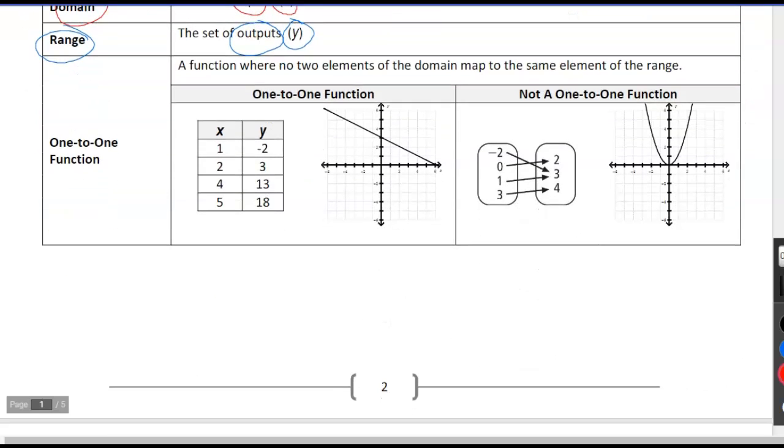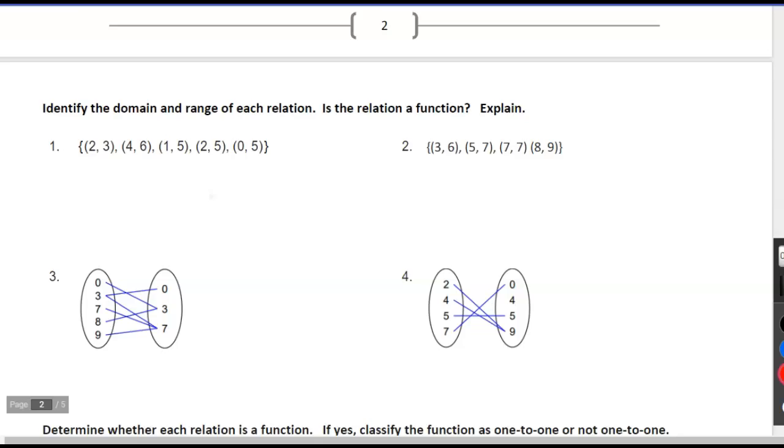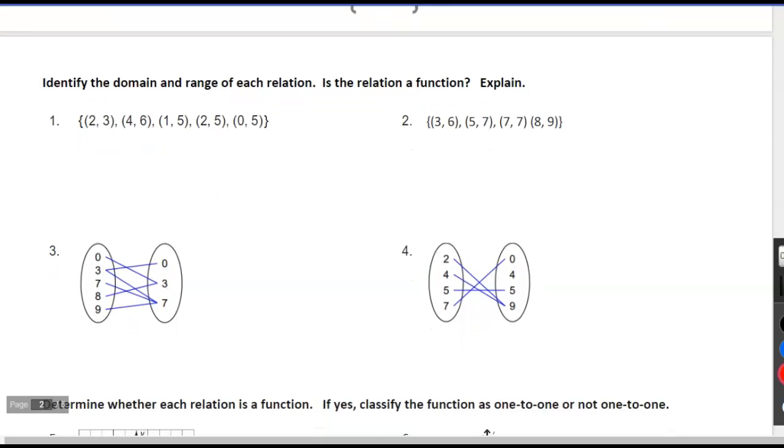We're going to save this until Tuesday. So some notes and then we'll finish up.